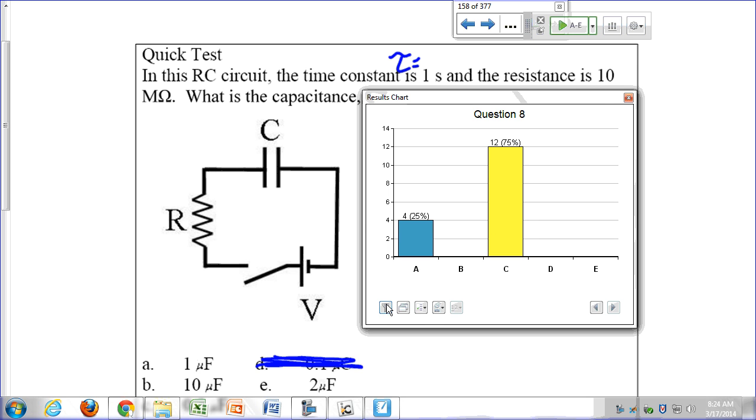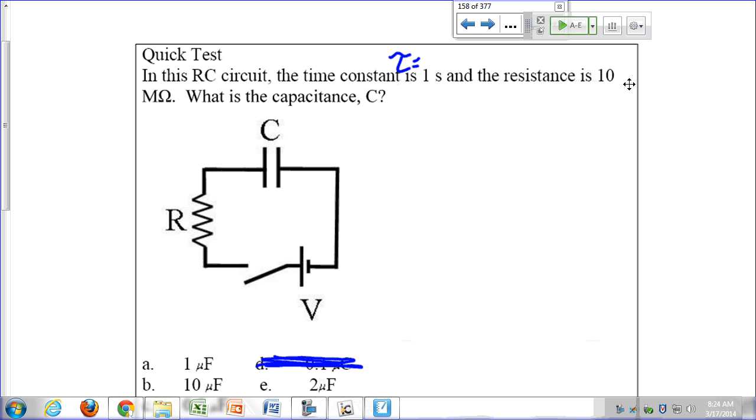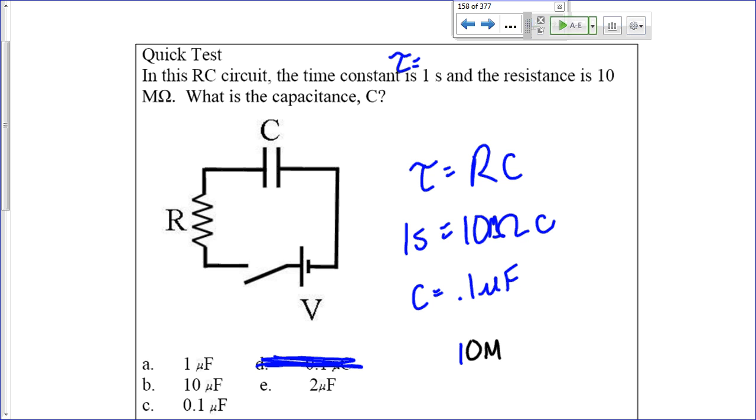All right, C is the right answer. It's supposed to be easy, guys. So tau is equal to RC. That's 1 second equals 10 mega ohms times C. And so if you work this out, C is 0.1 microfarads. 10 mega ohms times 0.1 microfarads. Mega and micro cancel out. 10 times 0.1 is equal to 1, which is our time constant.